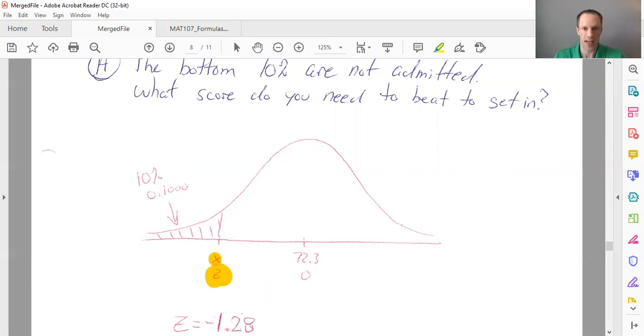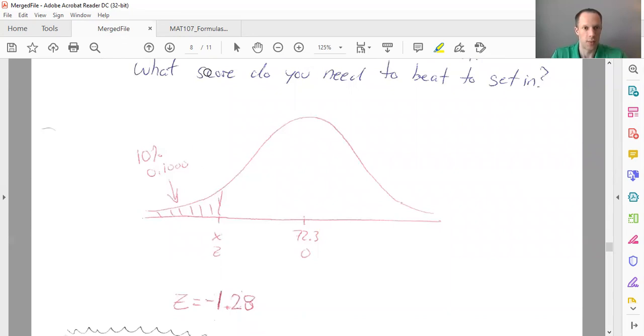The reason why is I can go to a standard normal distribution chart and figure out the z-score that has 10% of the area to its left, which in decimal form is 0.1000. So let's go to our standard normal chart and see if we can find the number 0.1000.